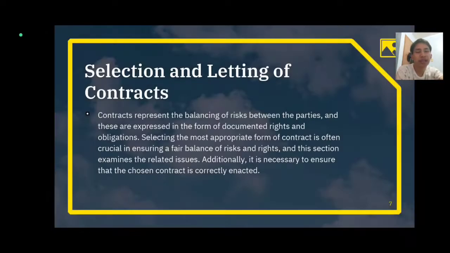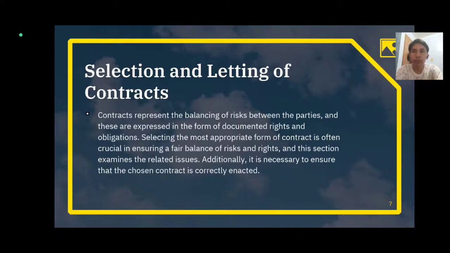The next topic is selection and letting of contracts. Dito, selection contracts represent the balancing of risks between the parties, and these are expressed in the form of documented rights and obligations. Selecting the most appropriate form of contract is often crucial in ensuring the fair balance of risks and rights. In this section, examples are the related issues. Additionally, it is necessary to ensure that the chosen contract is correctly enacted.